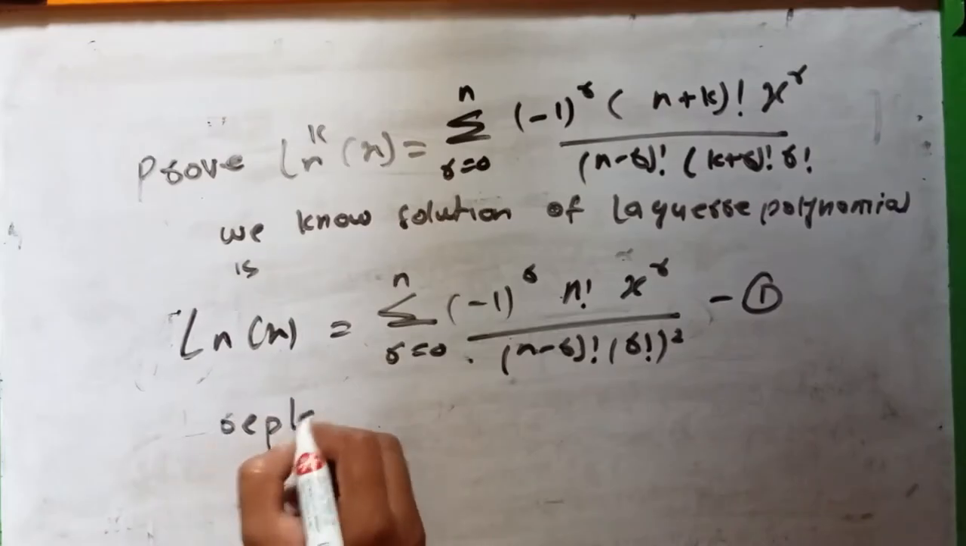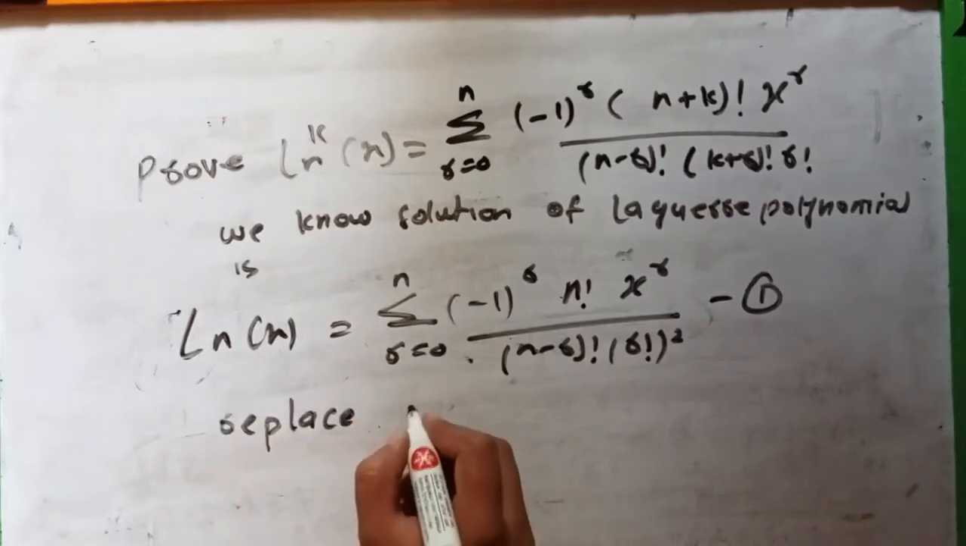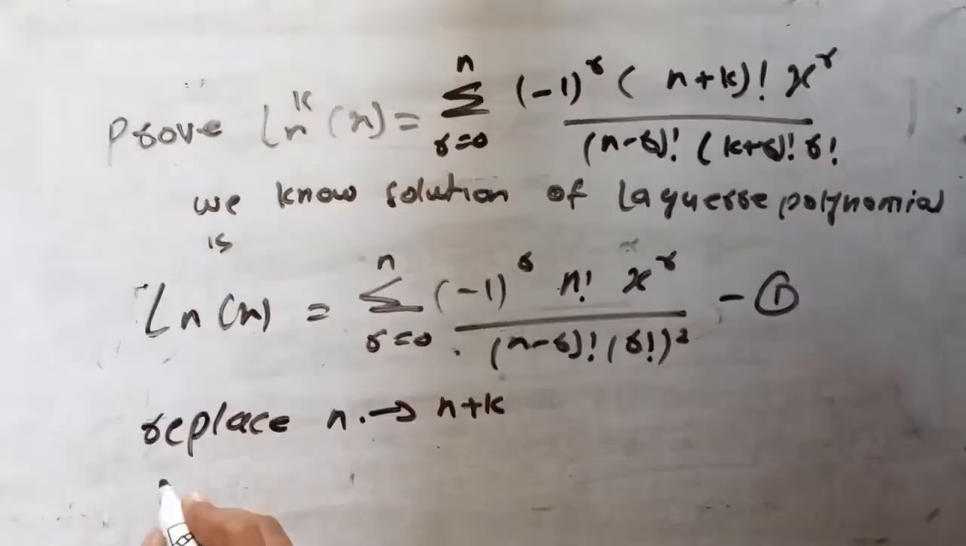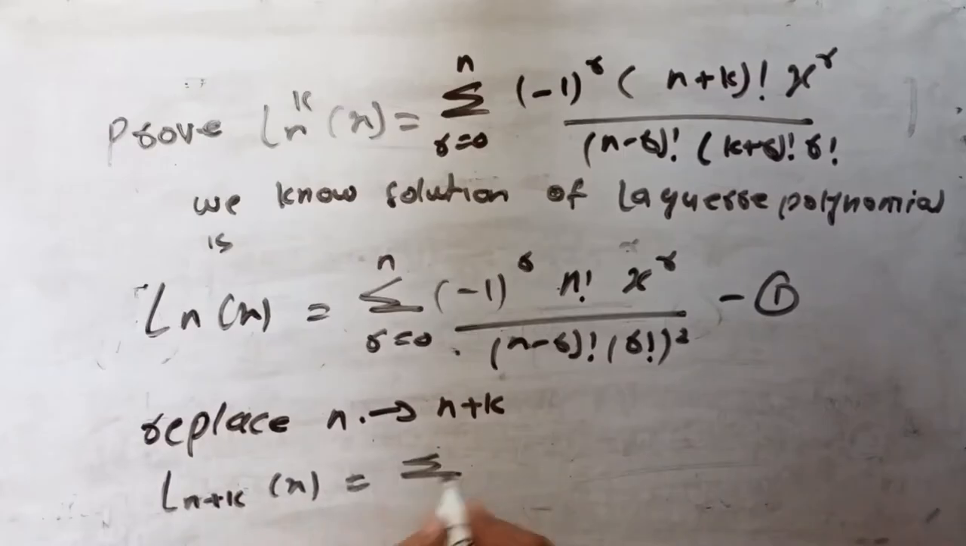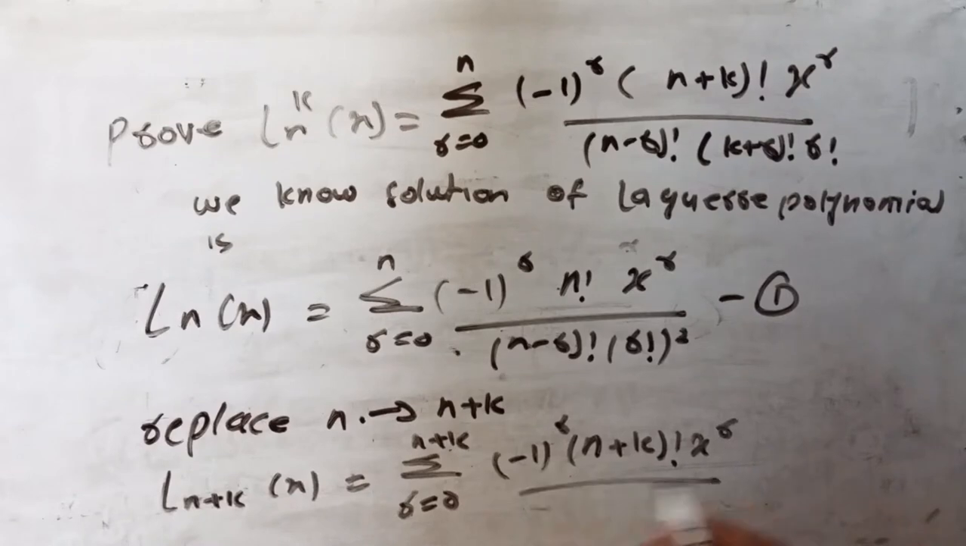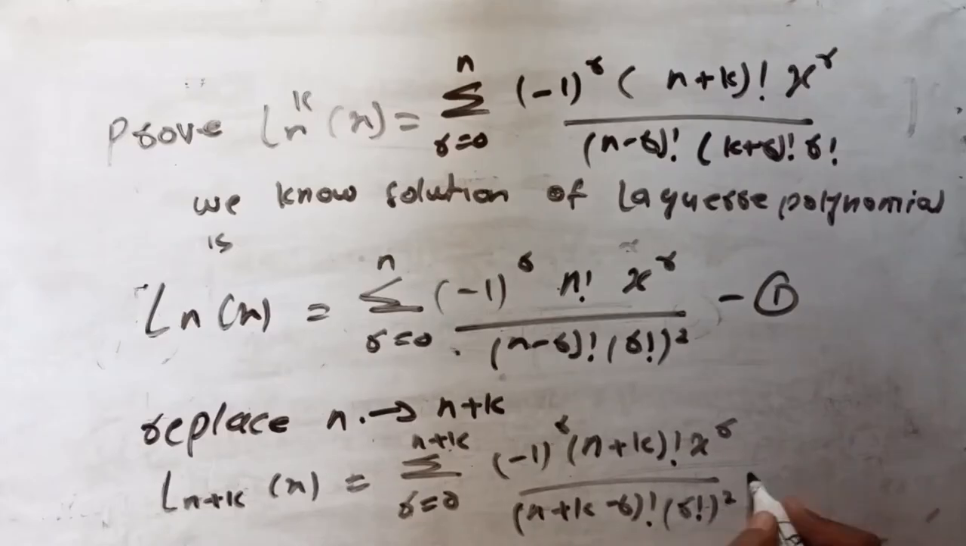Replace n by n plus k. So this becomes L_{n+k}(x) is equal to the summation r is equal to 0 to n plus k of (-1)^r (n+k)! x^r over ((n+k-r)!)² r!. This is equation number 2.